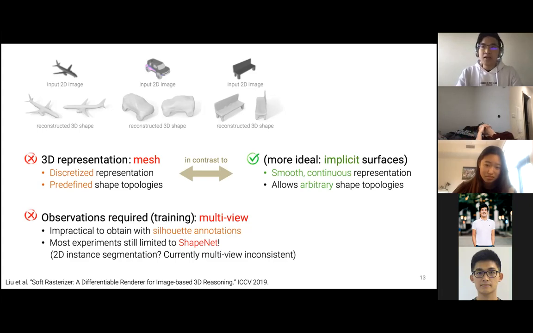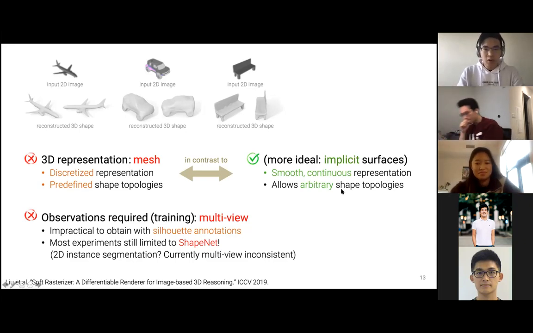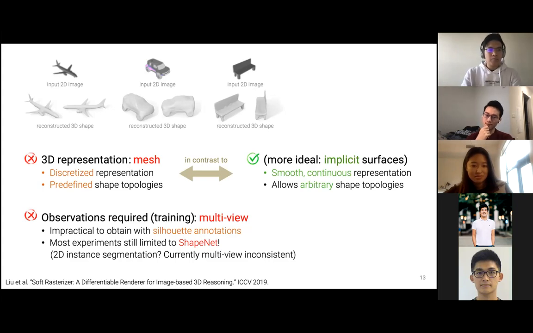I think the cases that we are interested in, we assume that we are considering all watertight shapes. So for implicit surfaces, by definition, I guess an implicit surface doesn't necessarily have to be watertight. Could you repeat that question again?